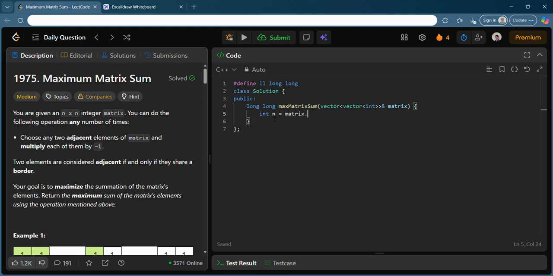We have matrix dot size. It is an n cross n matrix, a square matrix, already told in the question. And what are all the things which we have? You see, I can have a long for the sum. Here the absolute sum I will calculate. I also have a count, how many negative numbers are there in the matrix. And I will also have a minimum absolute value. Minimum absolute value, I will initialize it with int max.